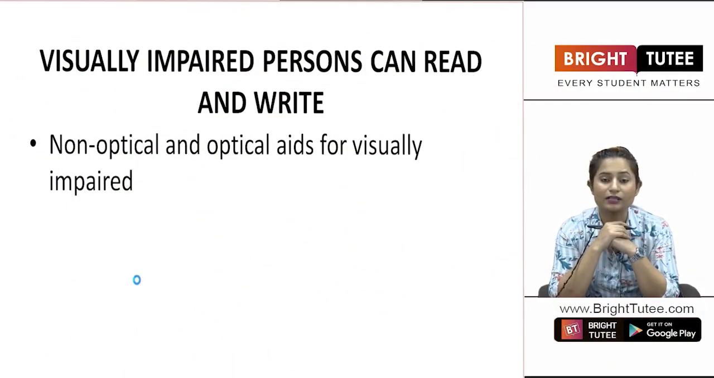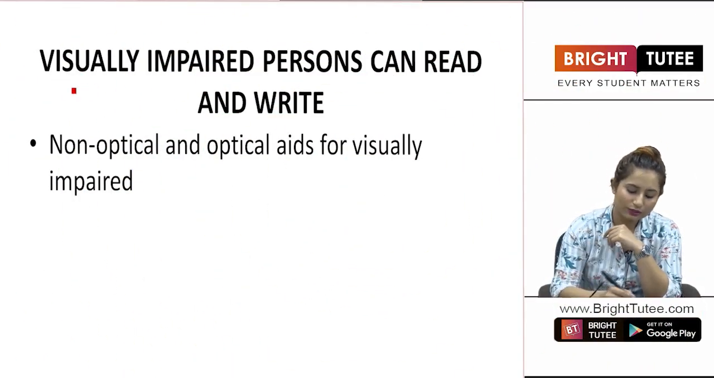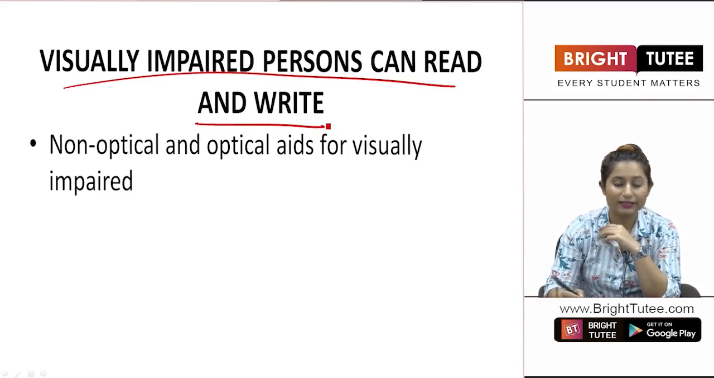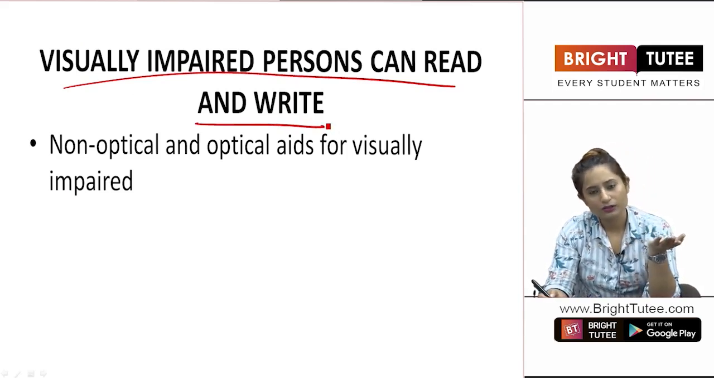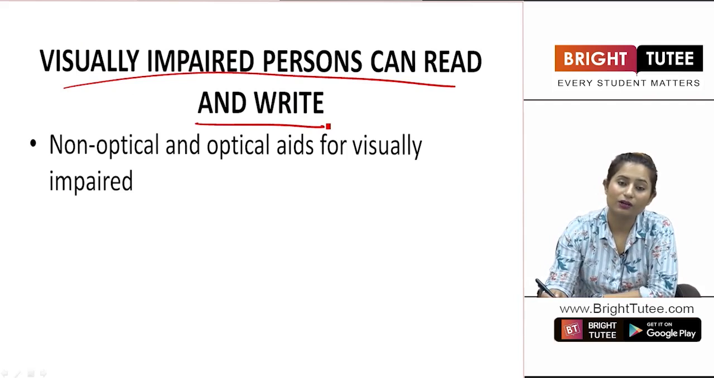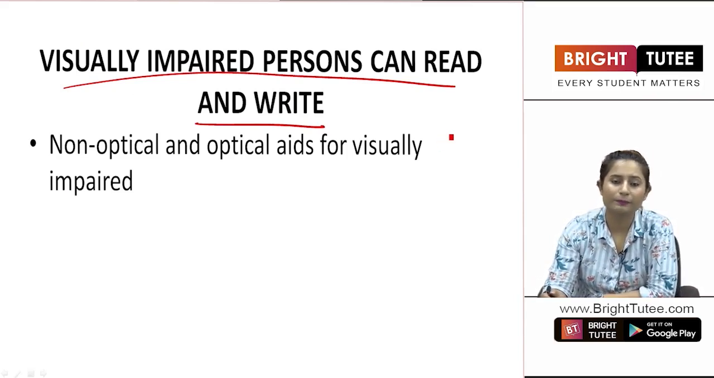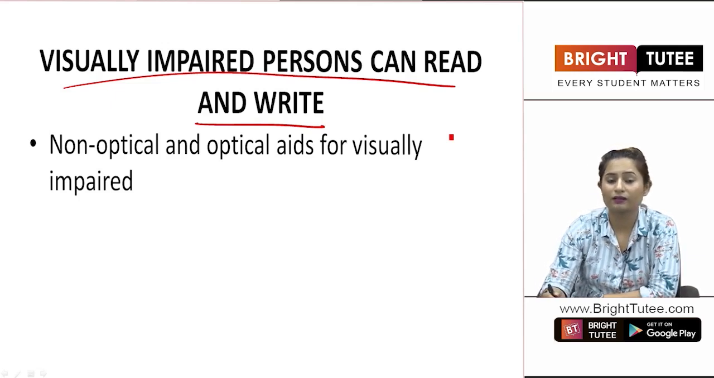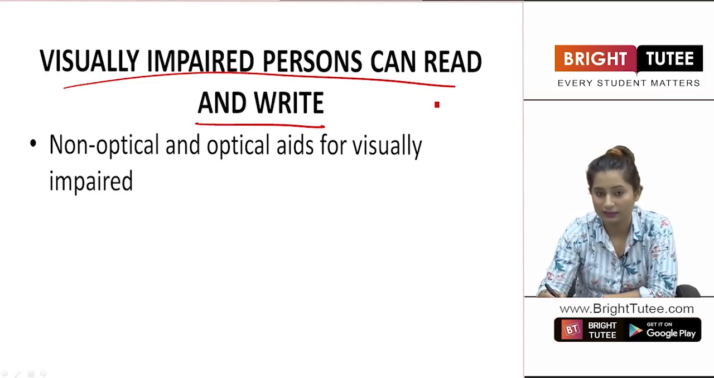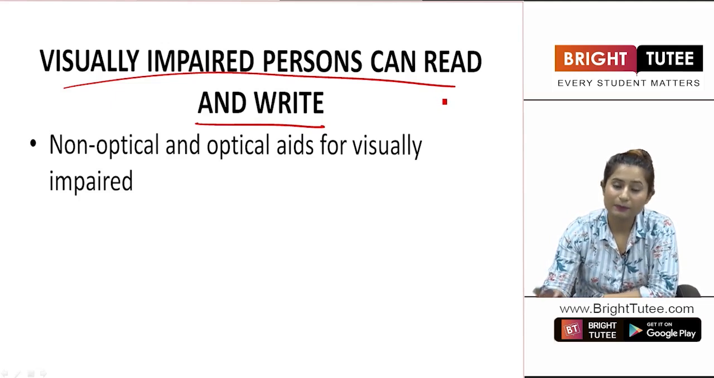Hello. This lecture is the 9th lecture of a chapter which is visually impaired persons can read and write. You already must know that we have a lot of blind people around us. Not even blind, there are people with visual impairedness, which is basically a number of diseases related to our eyes. These people are also able to read and write. Now, how is this possible for them?